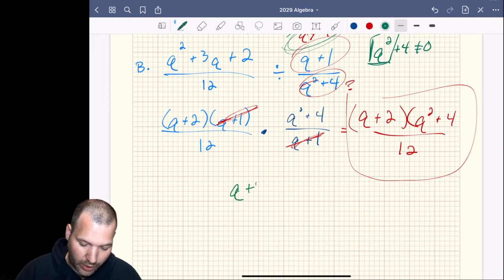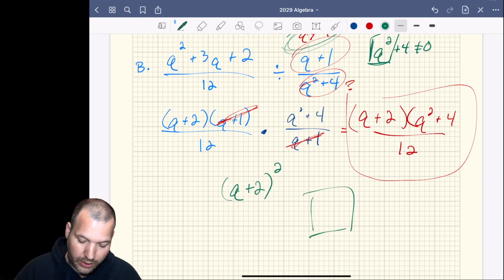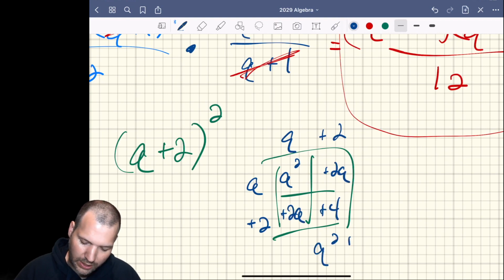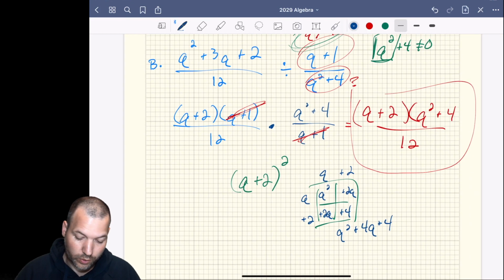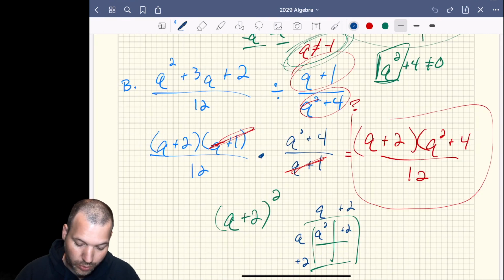Some of you might have thought, wait a second, isn't that just q plus 2 squared? But again, if you take that to the box method and you put q plus 2, q plus 2, and you multiply that out, you're going to see, oh, wait a second, it had that middle term 4q. And of course we don't have a middle term up here. It's just q squared plus 4.